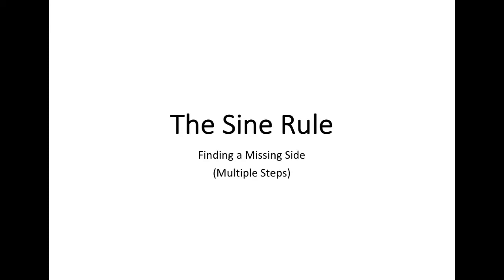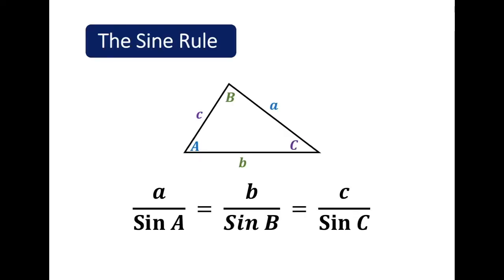In this video, we're going to have a look at using the sine rule to be able to find the missing side of a triangle, where we need to do a couple of steps to be able to find that missing value. The sine rule states that side A divided by the sine of angle A is going to be equal to side B divided by the sine of angle B, which is also equal to side C divided by sine of angle C. So we can use any combination of the sine rule to be able to find the side length of a missing side or the angle size of a missing angle.